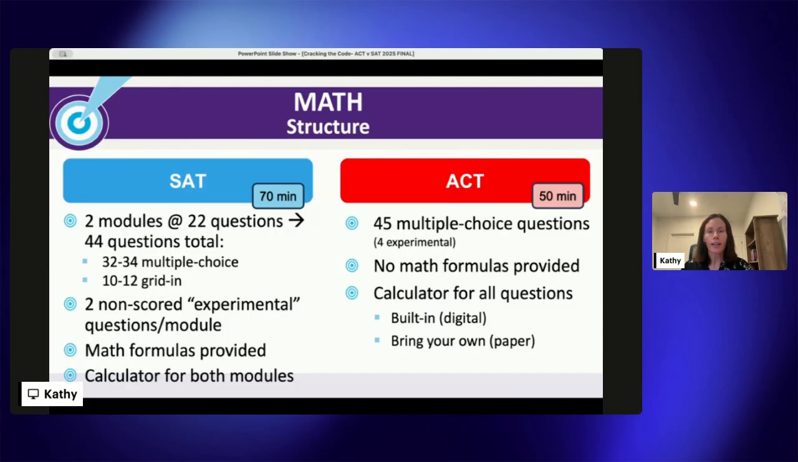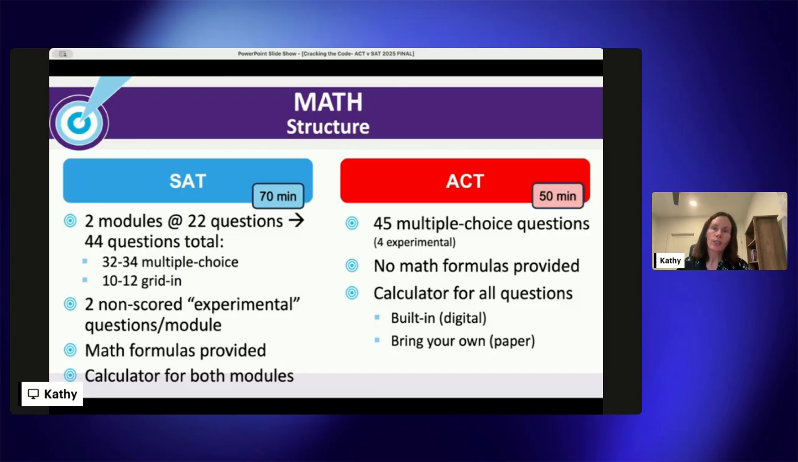Just to be aware that both tests allow for calculators for all questions. And for the ACT, if you're taking the test digitally, there will be a built-in calculator. That is also true on the Bluebook app. If you are taking a paper-based ACT, don't forget to bring your own calculator. You will not be provided one by the testing site.